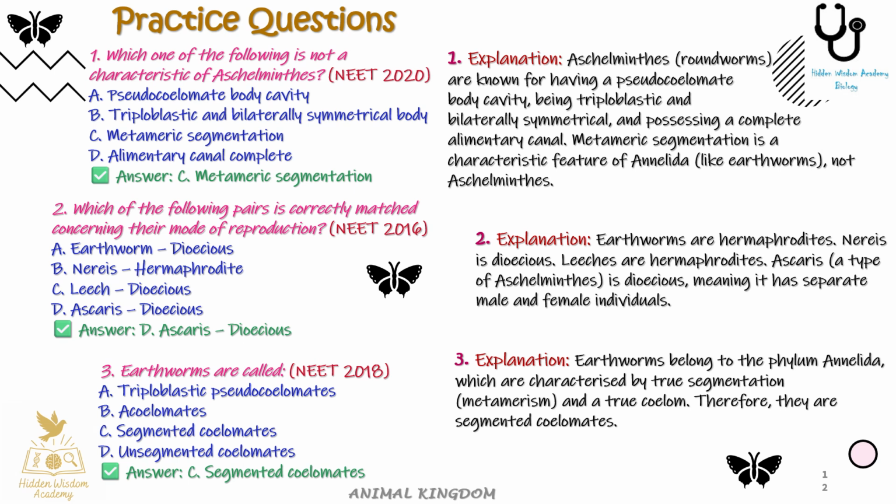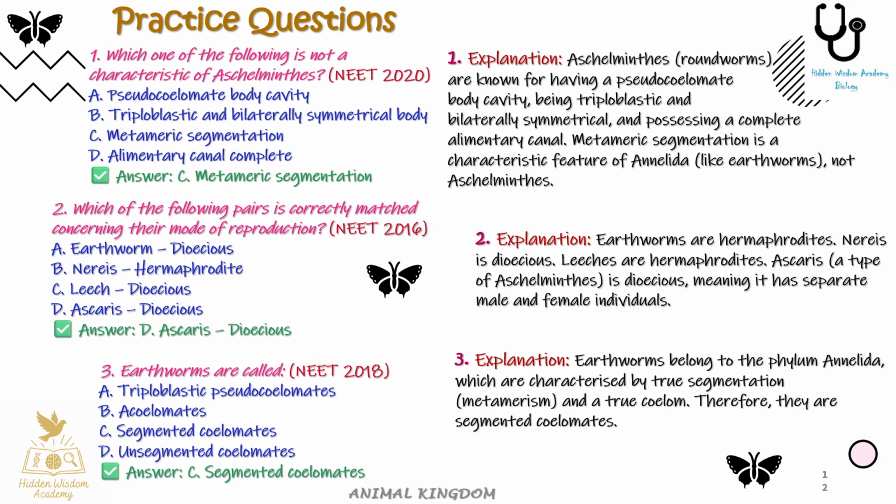Explanation. Aschelminthes, also known as roundworms, are triploblastic, bilaterally symmetrical, and pseudocoelomate animals. They have a complete alimentary canal. However, they do not exhibit metameric segmentation. That feature is seen in annelids like earthworms. The correct answer is option C, that is, metameric segmentation is not a characteristic of Aschelminthes.